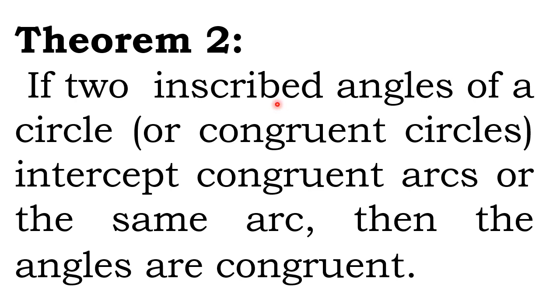Next, we have theorem number 2. If two inscribed angles of a circle or congruent circles intercept congruent arcs or the same arc, then the angles are congruent. Talking about congruent, it means they have the same measurement.